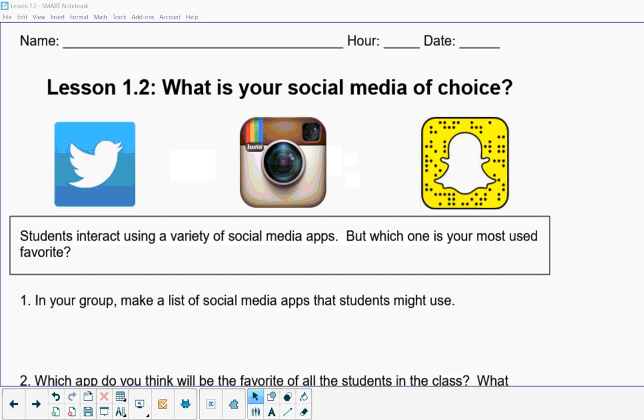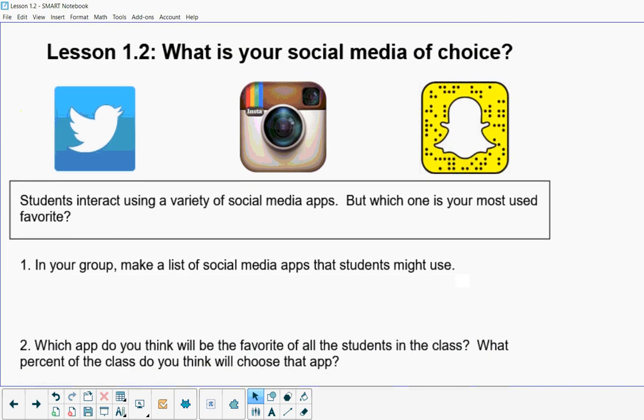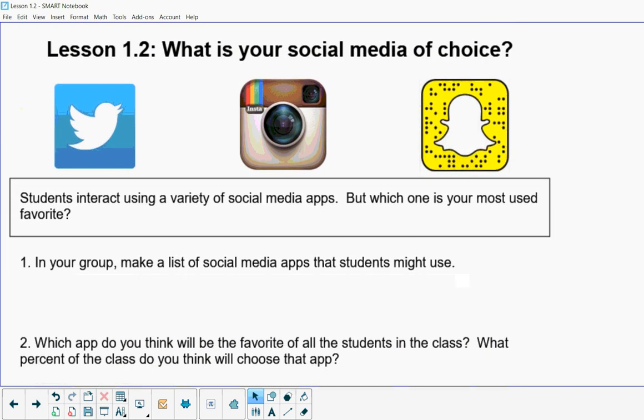So if I was with you right now, we would make a list of all the popular apps that you may use. Then we're going to do some predictions, as always, like we've done in the past. Which one do you think would be the favorites of the class? And what percent would you think would choose that app? Based on past usage, I would think that Snapchat would be a top pick and probably come in at around, we'll say 55% of the favorites.